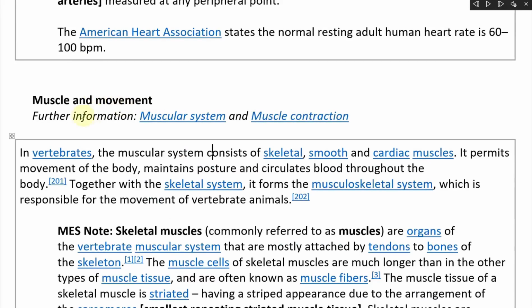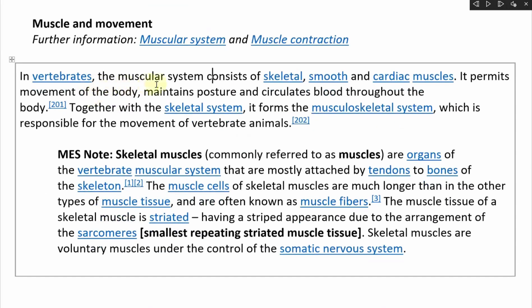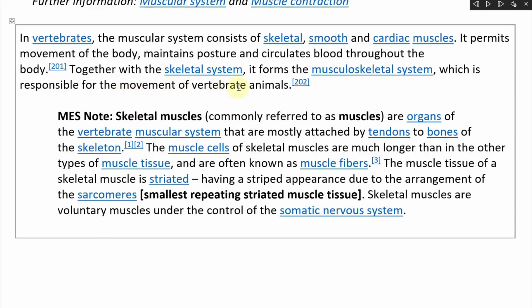So muscle and movement. For further information, you can look at the muscular system and muscle contraction articles on Wikipedia. In vertebrates, the muscular system consists of skeletal, smooth, and cardiac muscles. It permits movement of the body, maintains posture, and circulates blood throughout the body. Together with the skeletal system, it forms the musculoskeletal system, which is responsible for the movement of vertebrate animals.